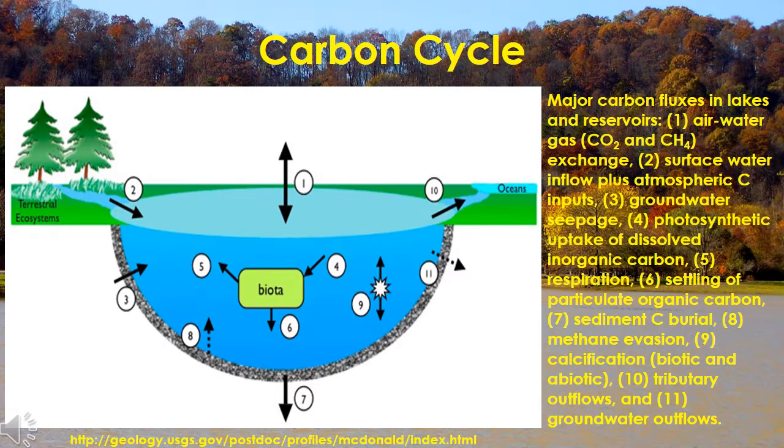This is a diagram on the carbon cycle and the major carbon fluxes in lakes and reservoirs. Air-water gas exchange, surface water inflow plus atmospheric carbon inputs, groundwater seepage, photosynthetic uptake of dissolved inorganic carbon, respiration, settling of particulate organic carbon, sediment carbon burial, methane evasion, calcification, biotic and abiotic, tributary outflows, and groundwater outflows.